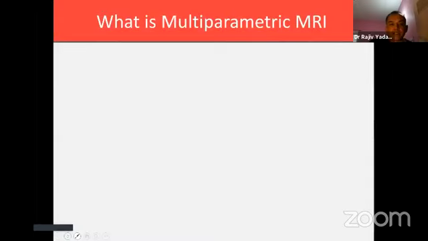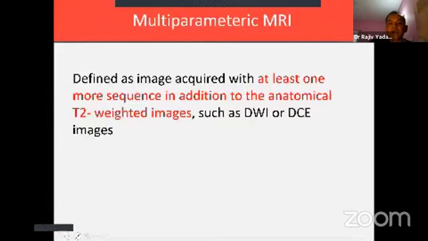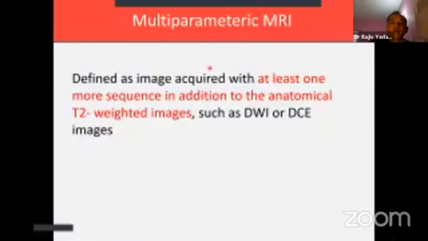So in simple terms, multiparametric MRI is defined as an image acquired with at least one more sequence in addition to the anatomical T2-weighted image. So when we were ordering MRI pelvis in the past, T1 and T2 weighted images, which are basically anatomical and give anatomical information, were the sequences used. And then subsequently, some of the functional or physiological MRI images like diffusion weighted images or dynamic contrast enhanced images also came, and then MR spectroscopy came into the picture. So if we order anything which includes a T2 weighted image, that is the primary sequence, along with any of these, diffusion weighted, dynamic contrast enhanced image or spectroscopy, all these will qualify as a multiparametric MRI.